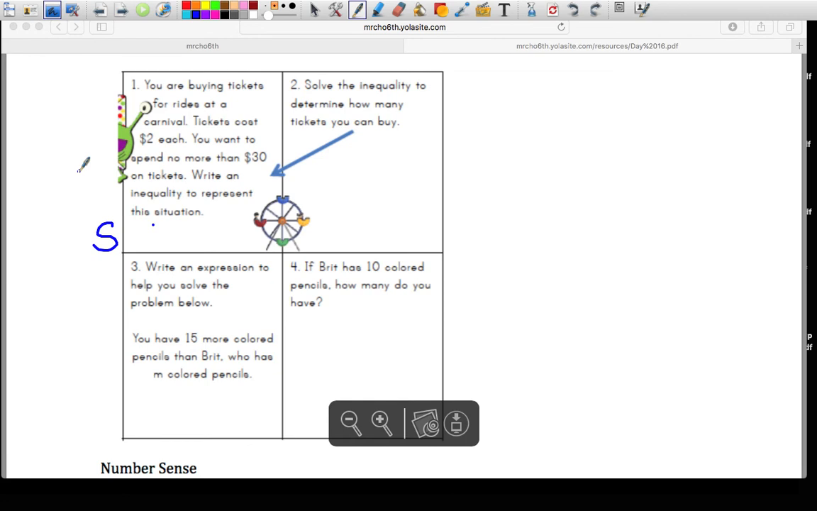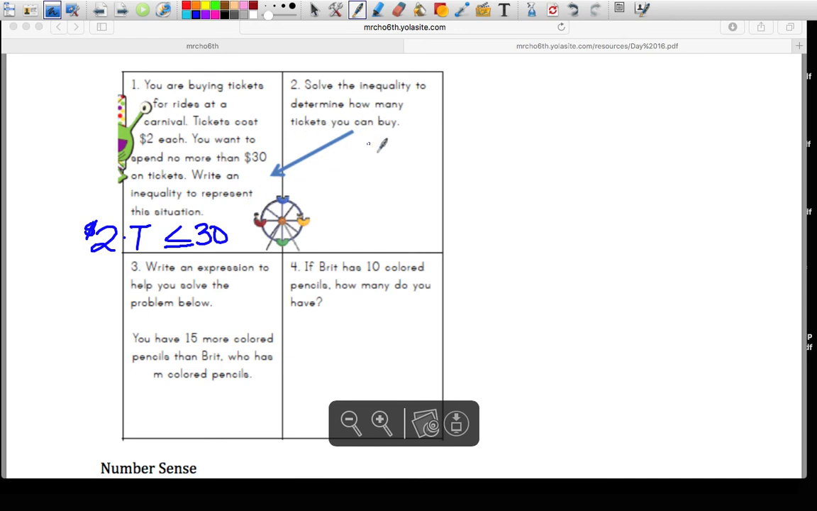You're buying tickets for a carnival ride. Tickets cost $2 each. You want to spend no more than $30 on tickets. So whatever you spend on tickets, which is $2 per ticket, has to be less than $30. No more than 30, so it could be 30. So it has to be less than or equal to 30. There's my inequality. Solve the inequality to determine how many tickets I can buy.